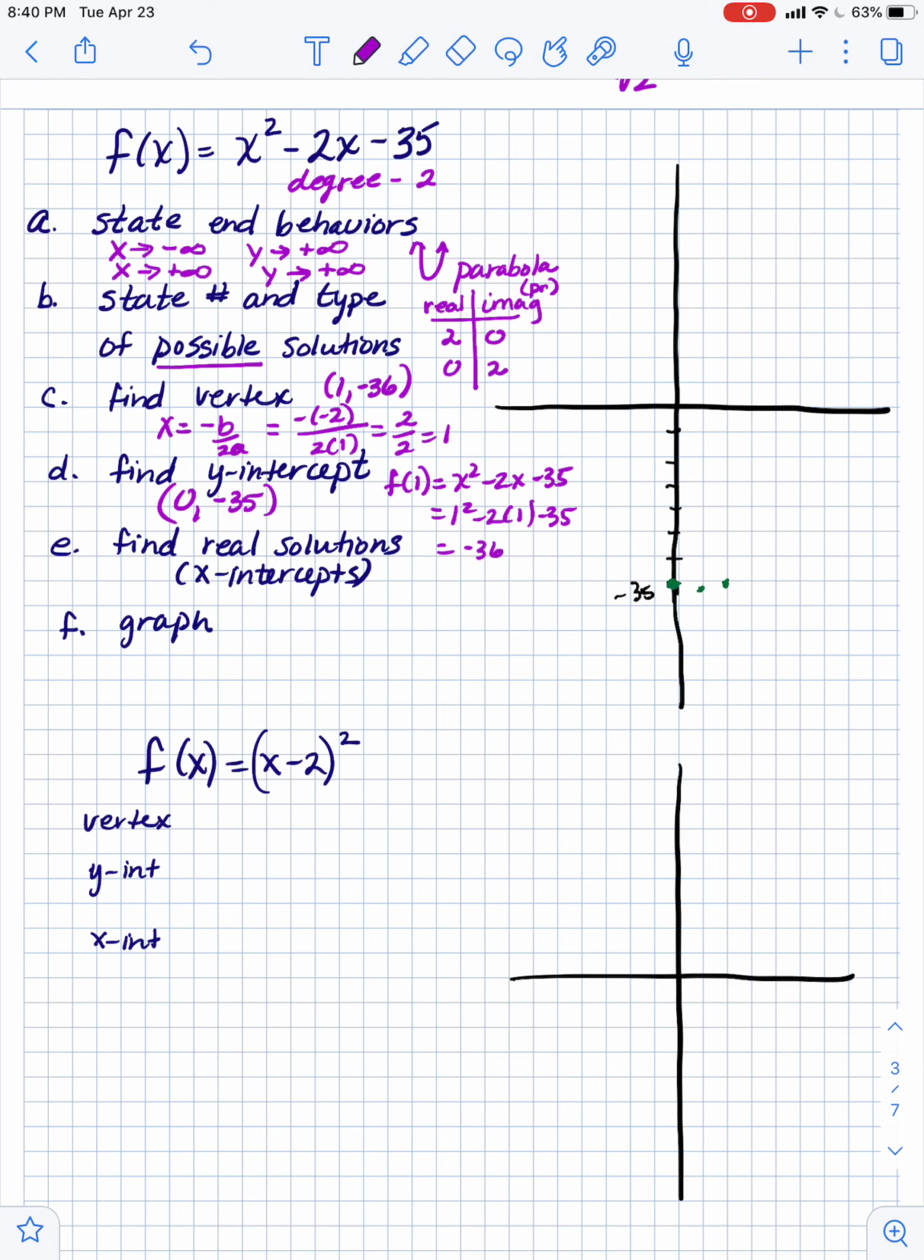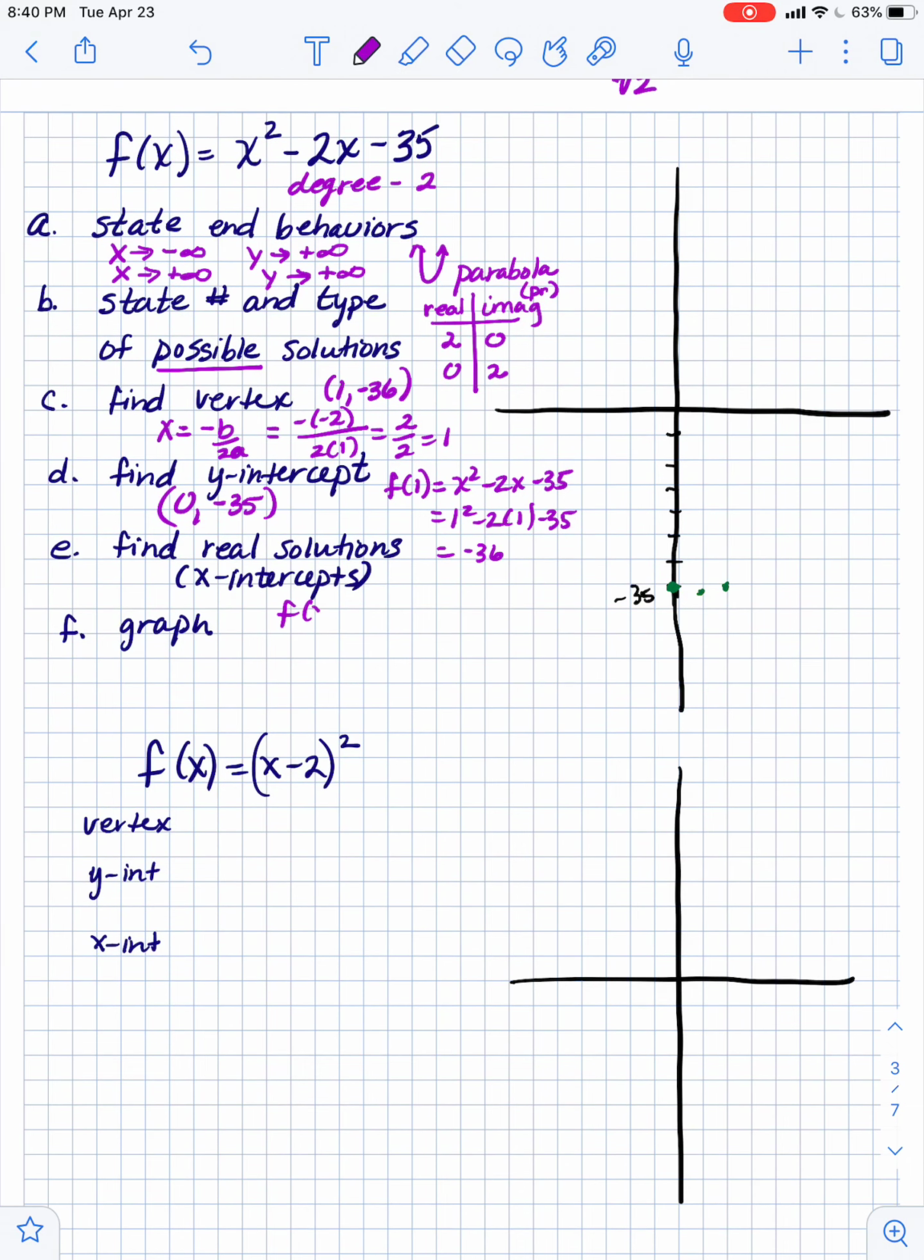Will this factor? So what I'm going to ask myself, is there factors of a negative 35 that will give me a negative 2? And it will factor. x minus 7, and x plus 5. So I then take each of my factors and set it equal to 0. So I get x equals 7, x equals a negative 5.